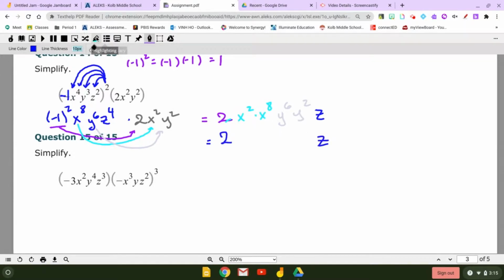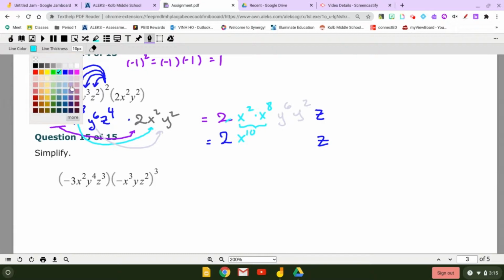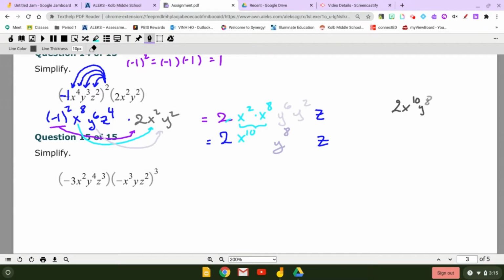However, with the x's, we can work something out here. X squared times x to the 8th power. When you multiply two exponents with the same base, you keep the base and you add the exponents. 2 plus 8 is 10. Same thing with the y. Y to the 6th times y squared, you keep the base, you add the exponents. That will be y to the 8th. So your final answer is 2x to the 10th power, y to the 8th, and z. That's it. That's the final answer.